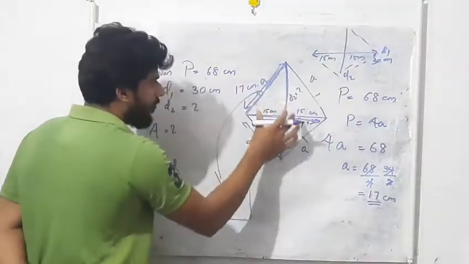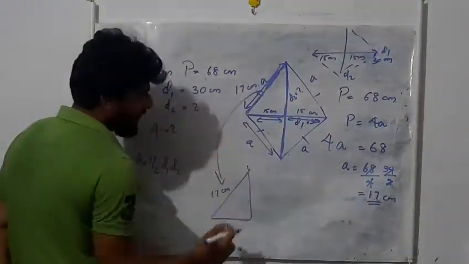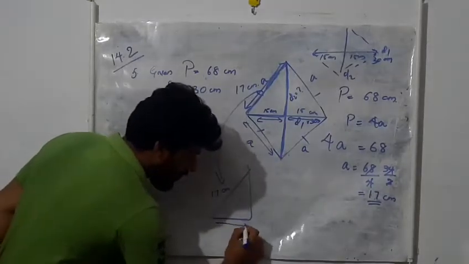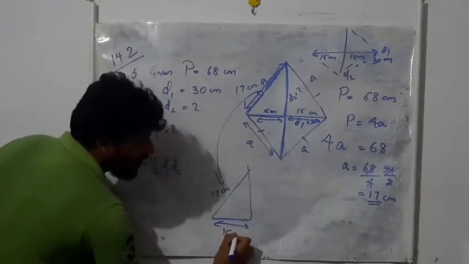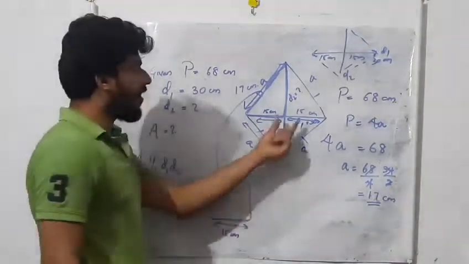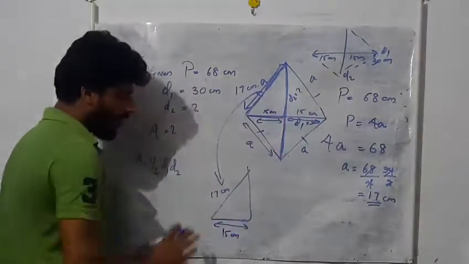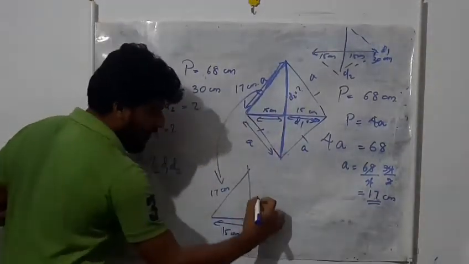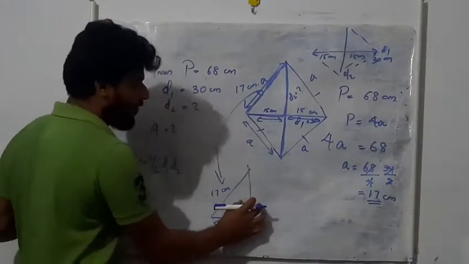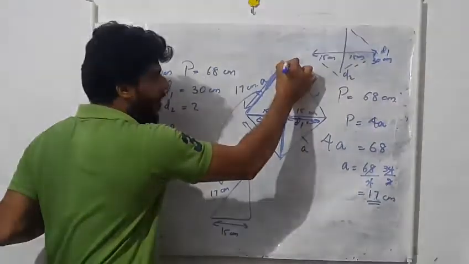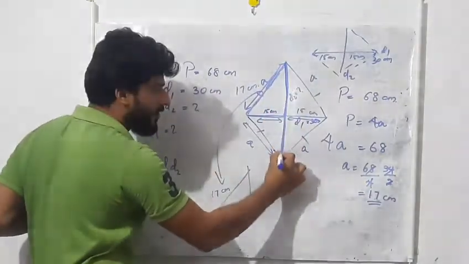So consider this part of the rhombus. I am taking this 17 centimeter, and this part is 15 centimeter, from diagonal 1, half of diagonal 1. Now we need to find this part. Why are we finding this part? Because we have our D2 as this whole.